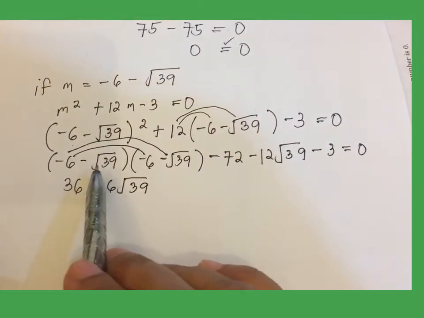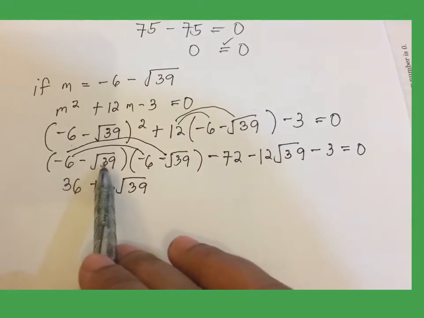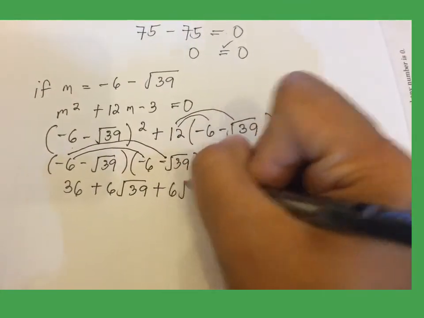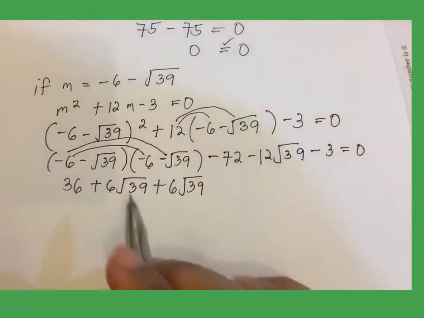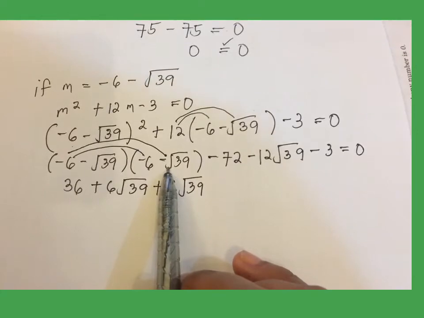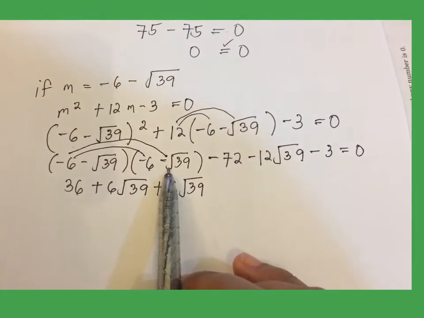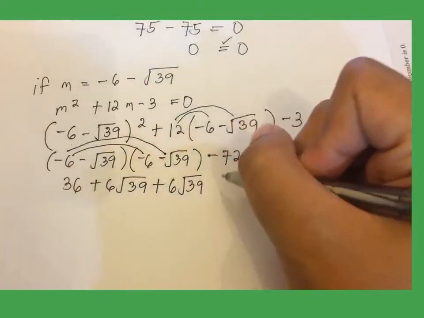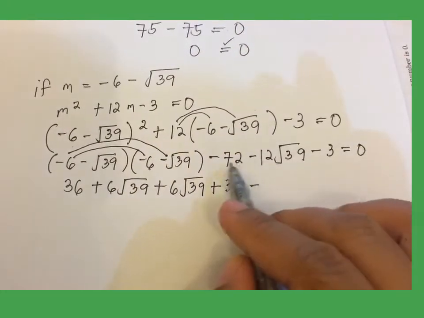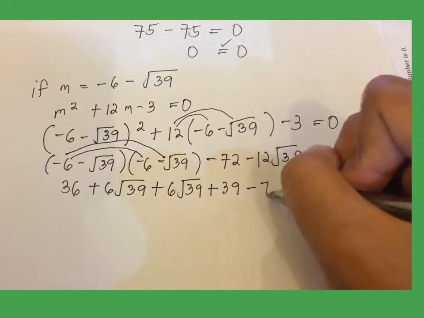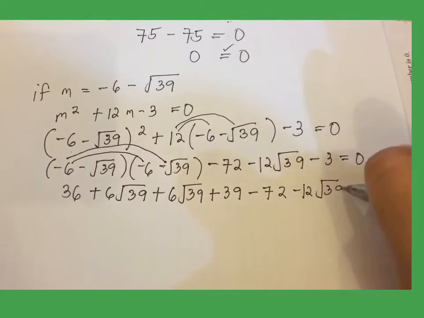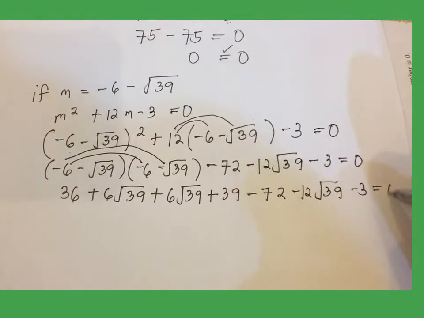Now we'll go to the second term. This is negative square root of 39 times negative 6. So that's positive 6 square root of 39. And this one, negative square root of 39 times negative square root of 39. Again, we're multiplying this one by itself, so that is positive 39. Of course, you cannot combine this, they are not similar terms, so we'll just bring it down: minus 72 minus 12 square root of 39 minus 3 equals 0.